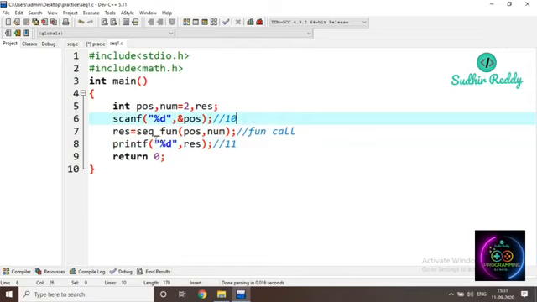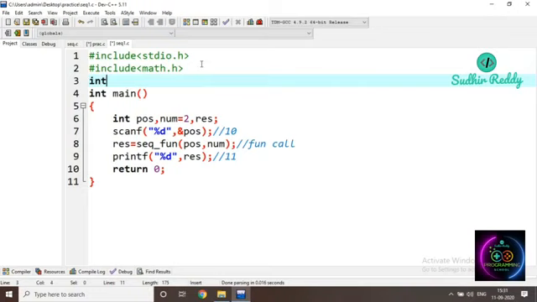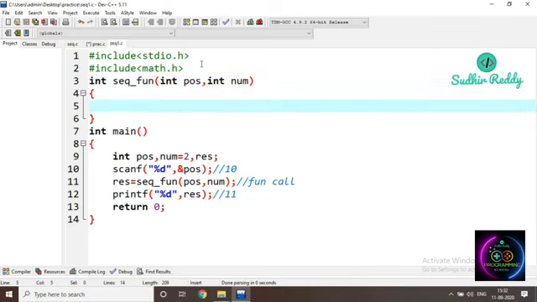Now I am going to write the function definition based on that. What is the return type? It is integer, no doubt. The function name is this one, and I am passing two arguments, integer position and integer num. This is the function definition signature here.